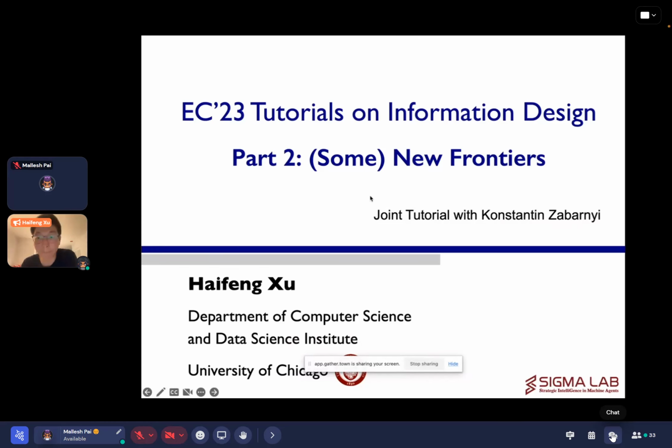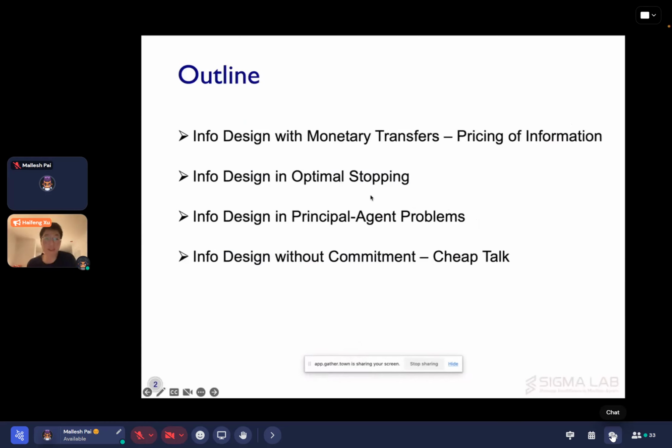Okay. So yeah, let's get started. I guess the goal for this talk is to try to connect information design to a few different problems, and I decided to pick the following 4 topics.